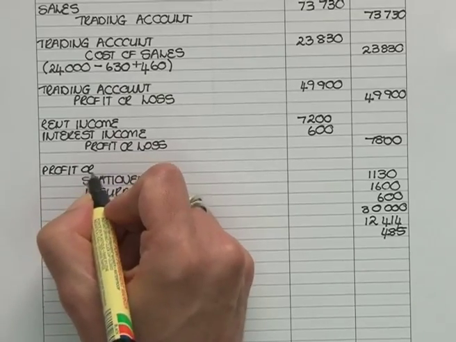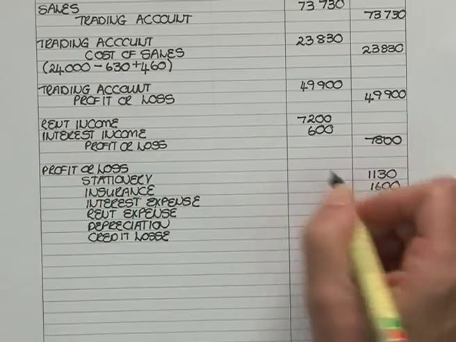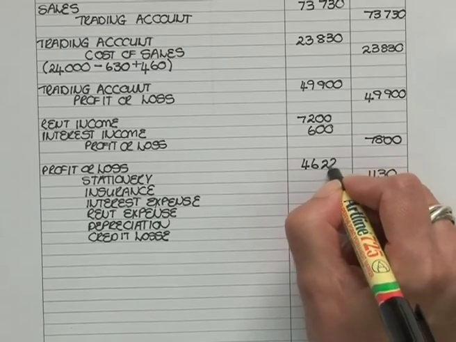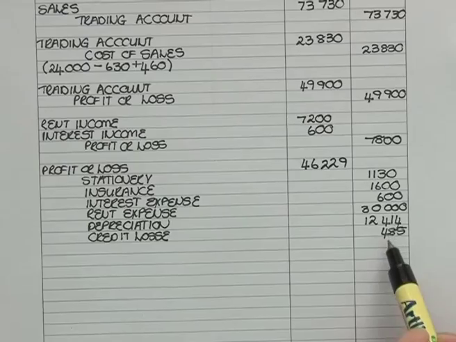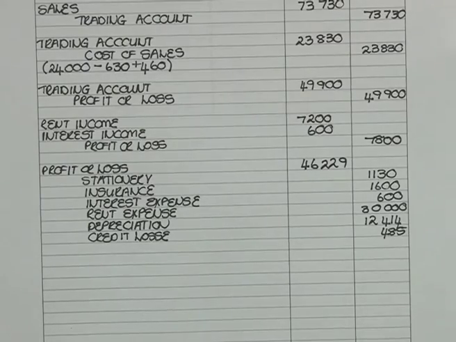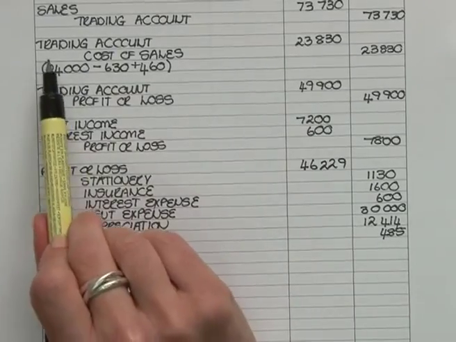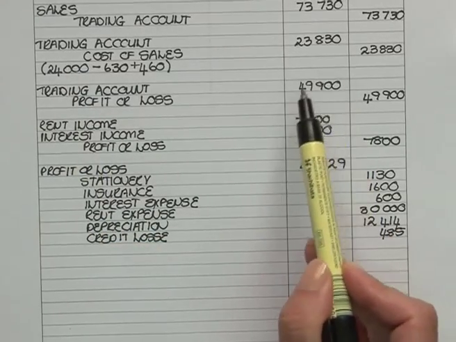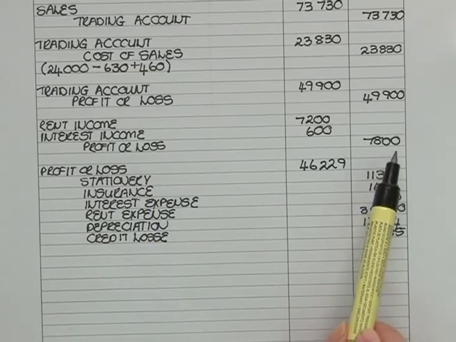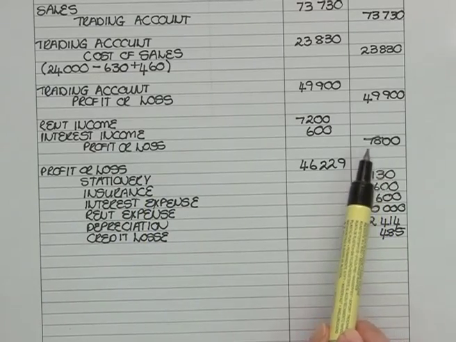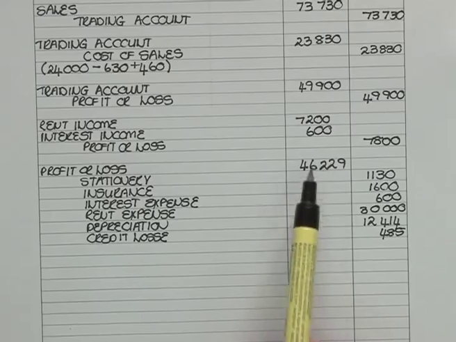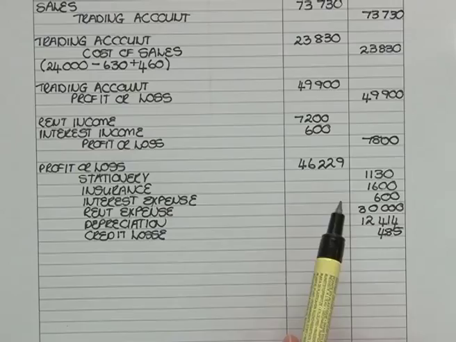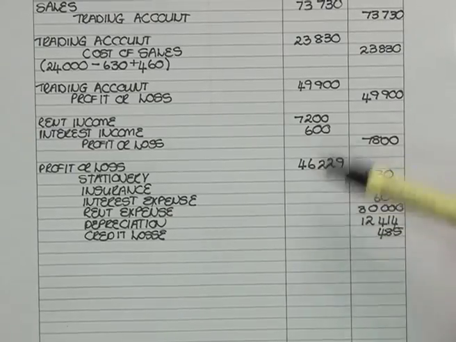So I have a combined journal entry where I just take the total expenses on the debit side, 46,229. That's all of these credits added together. We had the trading account for the gross profit. We add to this gross profit of 49,900 my income of 7,800, and after deducting all the expenses of 46,229, I realized that I've now earned a profit during this financial period.